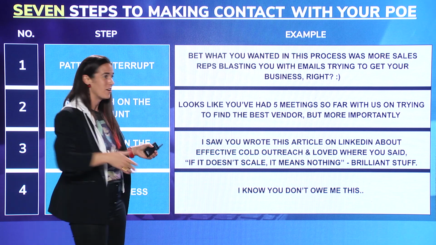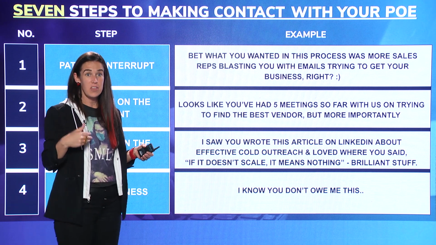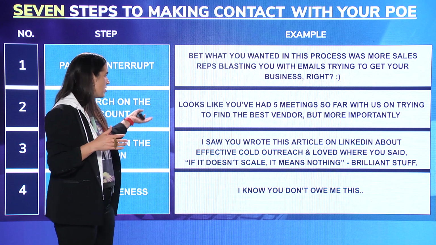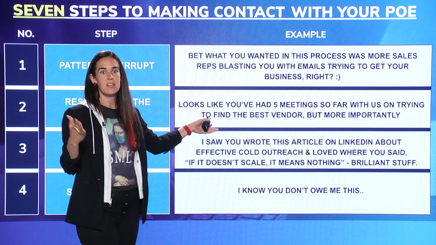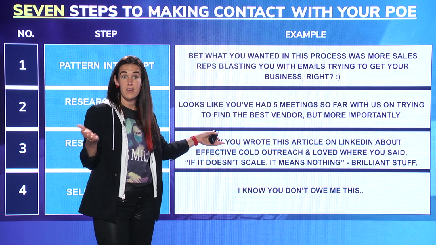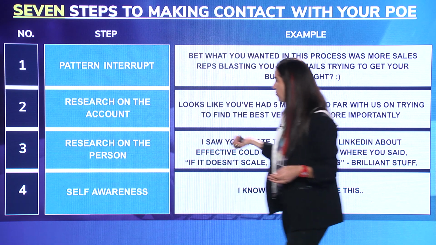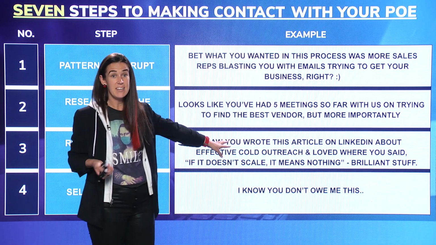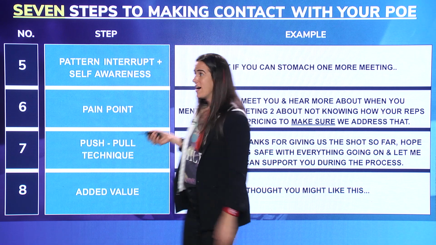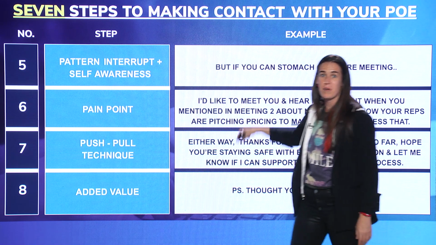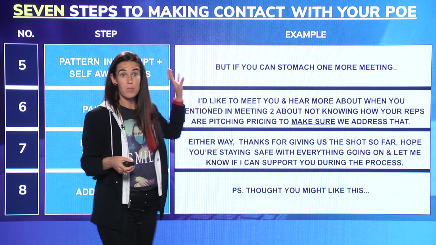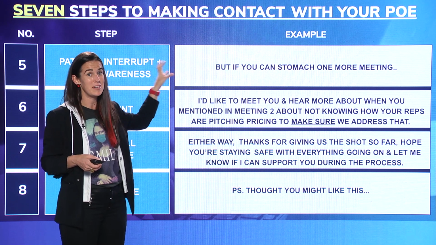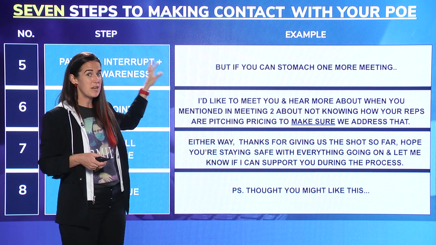So I would say in this scenario, you need to find something that they did that you found really interesting and compliment them on that and be specific with the line. So I saw you wrote this article on LinkedIn about effective cold outreach and love where you said, if it doesn't scale, it means nothing. Brilliant stuff. Number 4, you want to strike them with a little bit of self-awareness. Say, I know you don't owe me this, because they don't. Number 5, you want to pattern interrupt and self-awareness. You say, but if you can stomach one more meeting, because you realize that people don't love meetings, especially with salespeople and especially for vendors. But if you can stomach one more meeting.